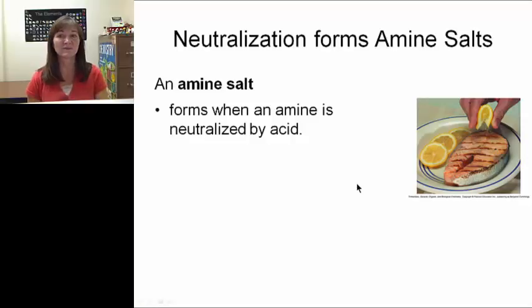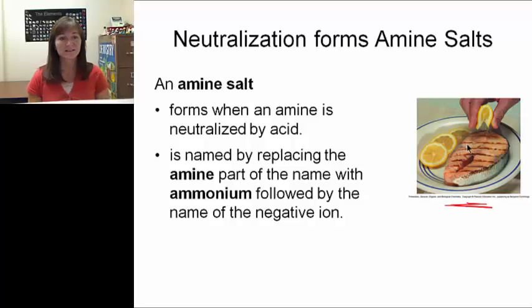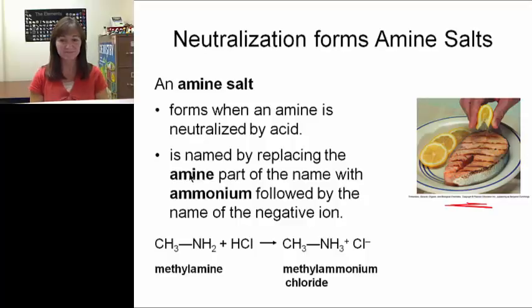Neutralization of amines will form what we call an amine salt. So an amine salt forms when an amine is neutralized by an acid. In this picture over here, fish, one of the odors that you smell when you have fish is an amine. And so what some people will often do is squirt lemon on it, because lemon is an acid. And so it'll neutralize that fishy smell sometimes, because it's neutralizing the amine. Amine salts are named by replacing the amine part of the name with ammonium, followed by the name of the negative ion. Now, I'm not going to ask you to name any amine salts, but sometimes you'll come across it here in your reading.